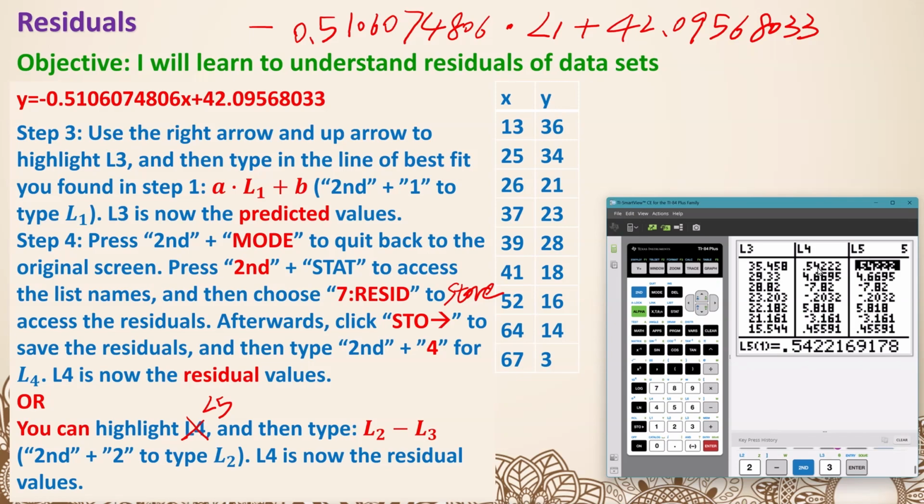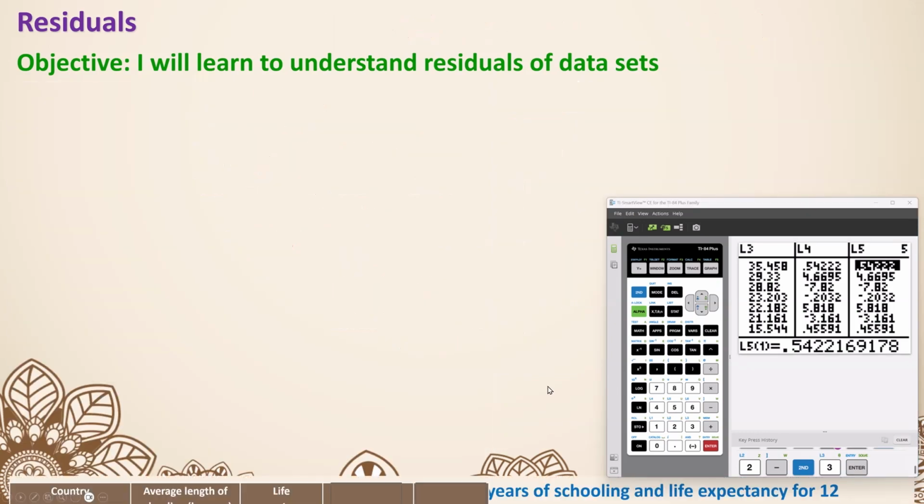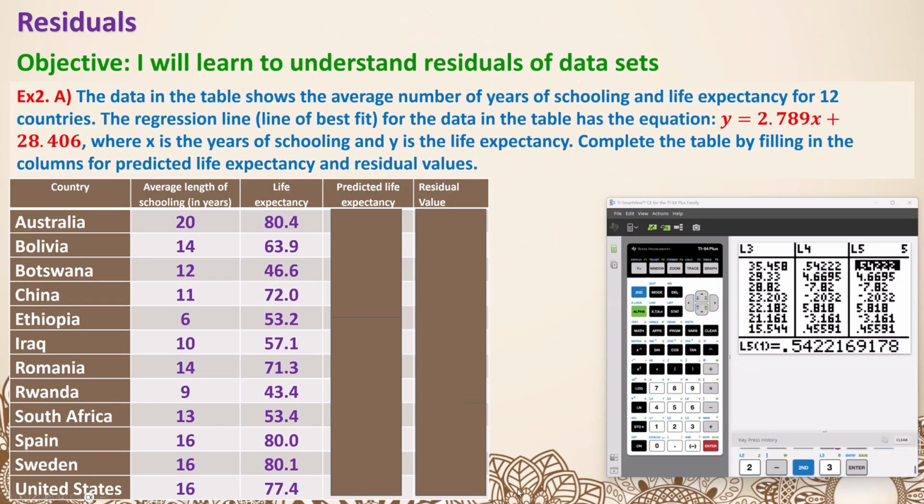And you can make a comparison with L4. Every single number, they're all the same. So either way works. There you go. That's how we can generate all the numbers that we need for the columns. So we generate the predict value into L3, and we generate the residuals into L4. Now let's move on. So after we have those numbers, it's time to practice with example 2.